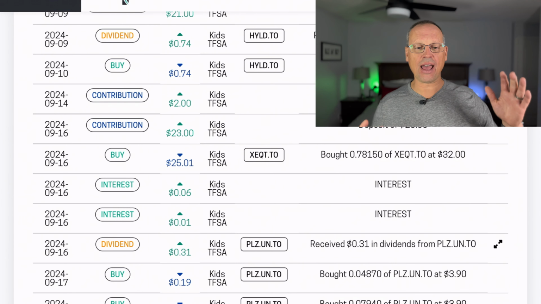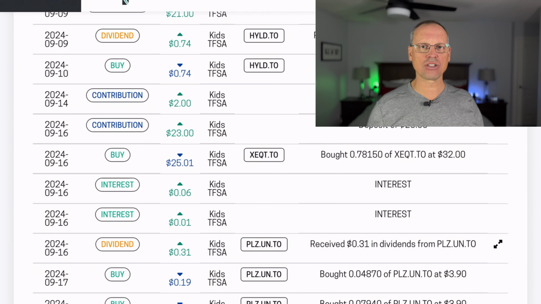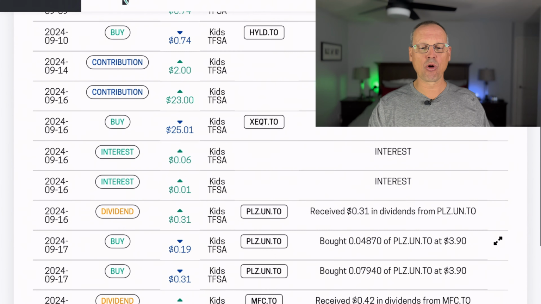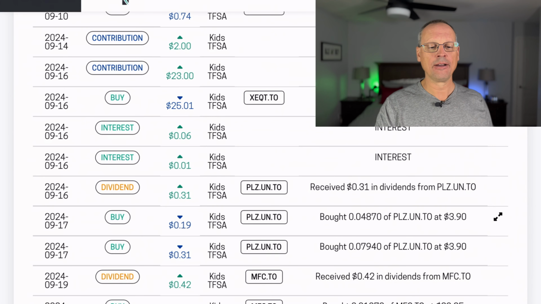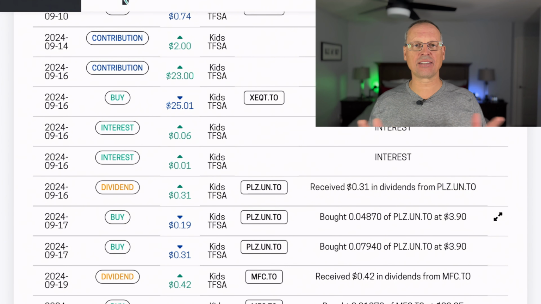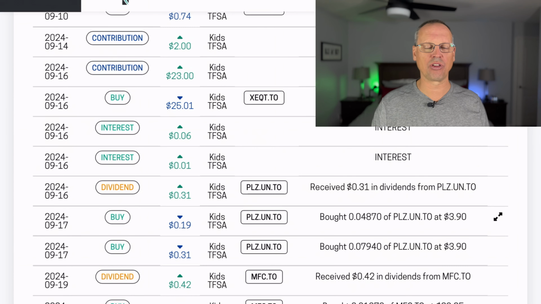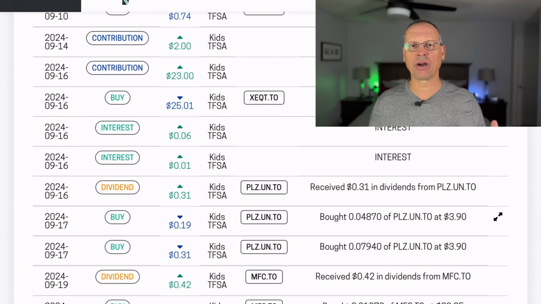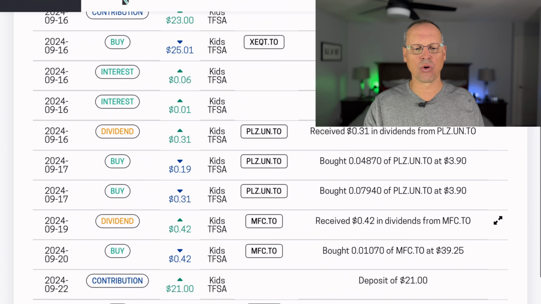And I'm using that asset allocation to make the decisions as to where to buy and roping the kids in to learn about that. We had interest payout of 6 cents and 1 cent. That is stock lending. So my stocks are being loaned out and then I get a small compensation for loaning them out. Clearly it's not very much, but anything will do to help grow the account.